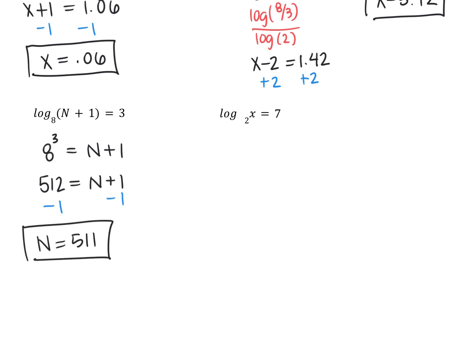So remember, 8 cubed is 8 times 8 times 8. It is not 8 times 3. And for our last example, we have log base 2 of x equals 7. Converting to exponential form, my base is 2, my exponent is 7, equals x. And now I just have to do 2 to the 7th in my calculator. So I get x is 128.